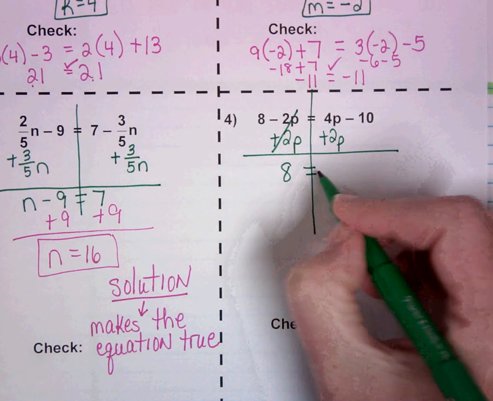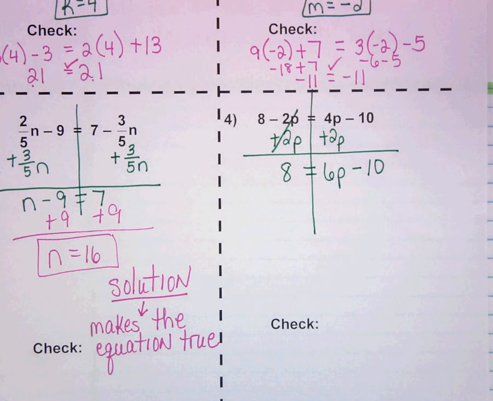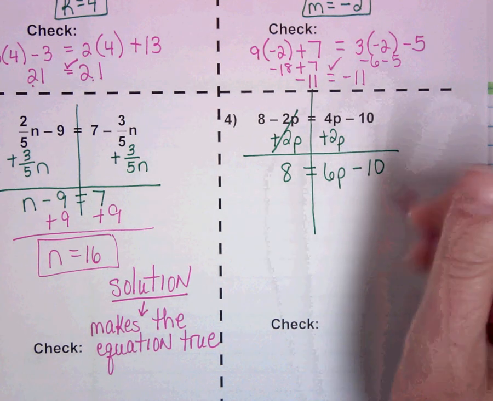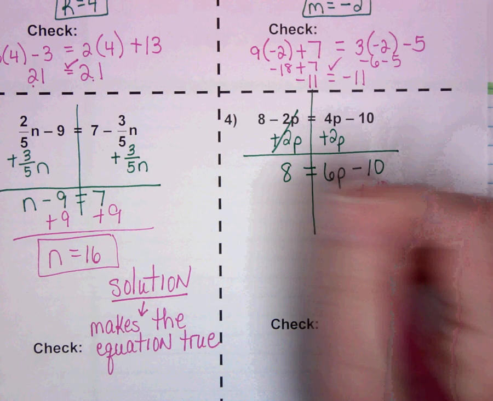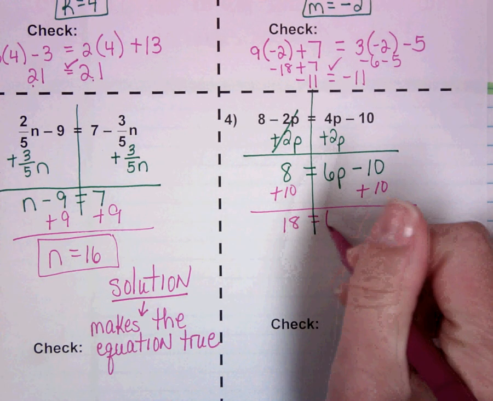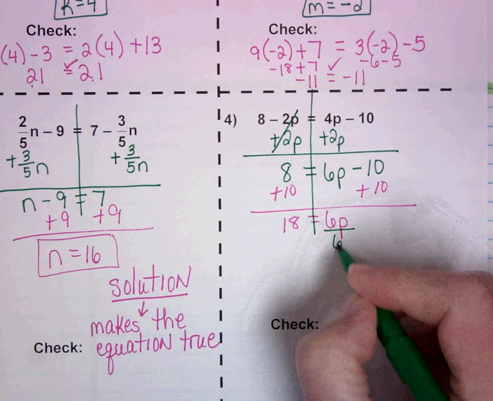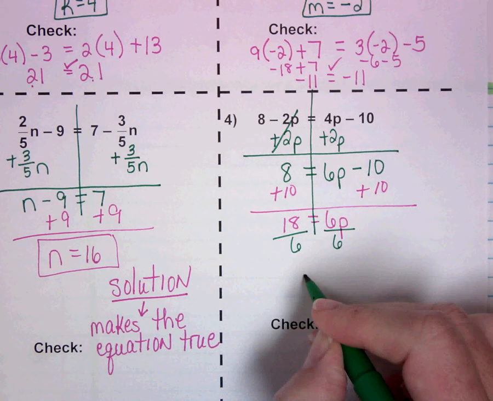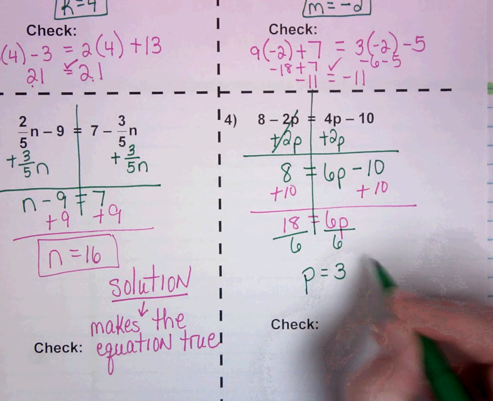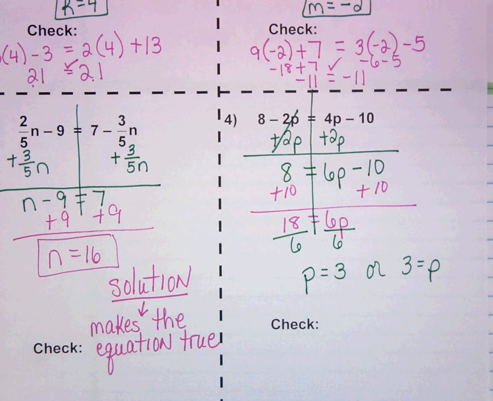So 8 equals 6p minus 10. Sometimes this is a little uncomfortable when we have the variable on the right, but it doesn't change the process. Then I'm going to add 10. That gives me 18 equals 6p. Divide both sides by 6, and I get p equals 3, or you may have 3 equals p, same thing, right? And there is our solution.